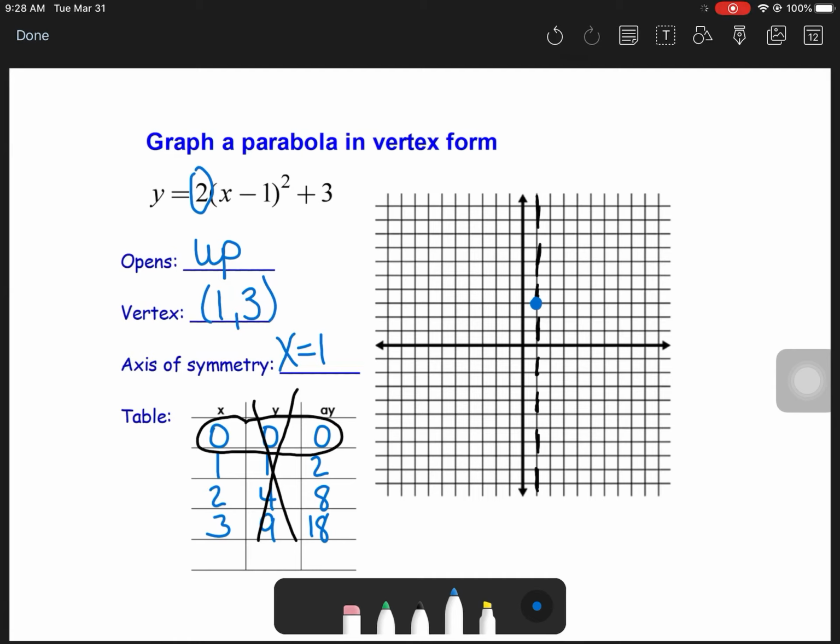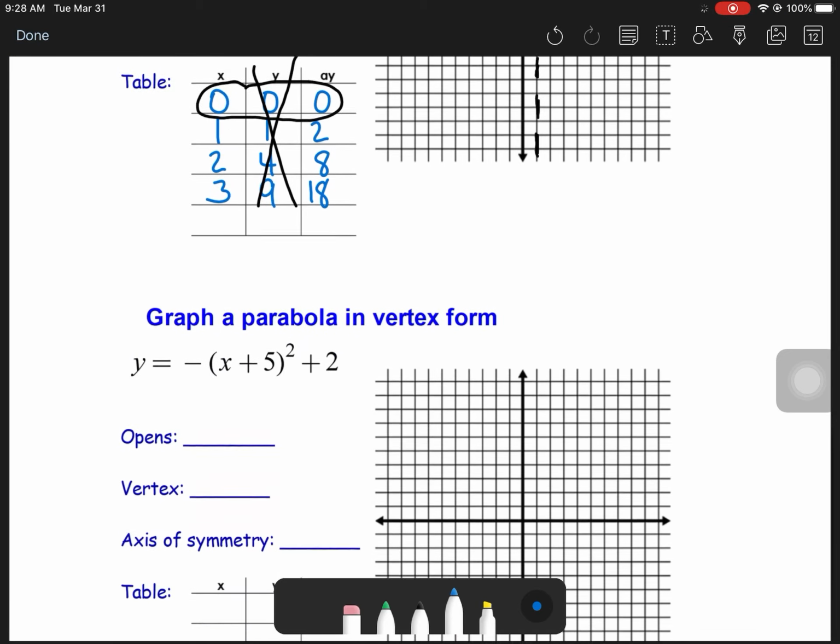Then we'll mark in the rest of our points. Starting at our vertex, we're going to go 1 to the right and 2 up. And we're going to go 2 to the right and 8 up. That will be off of our graph. Then we're going to reflect our points to the other side, and we're going to draw in our parabola that is opening up.